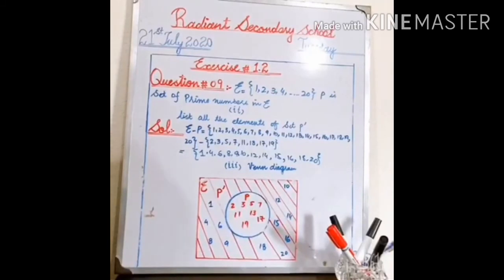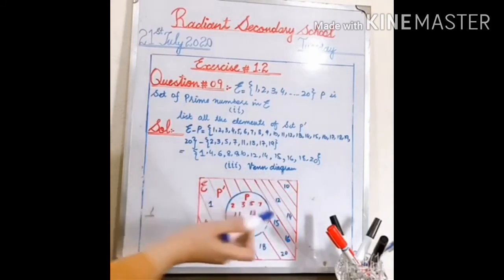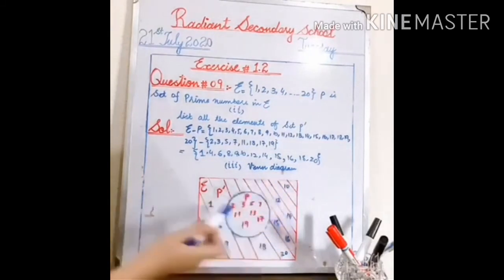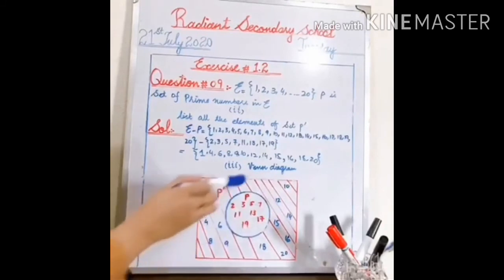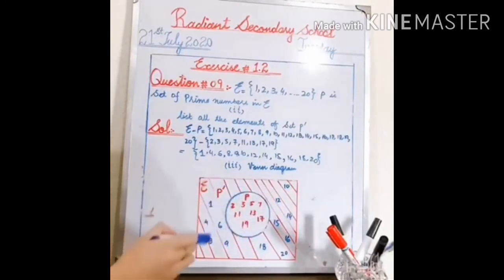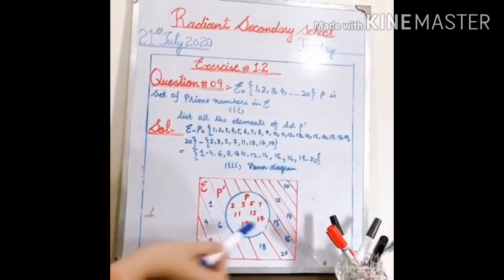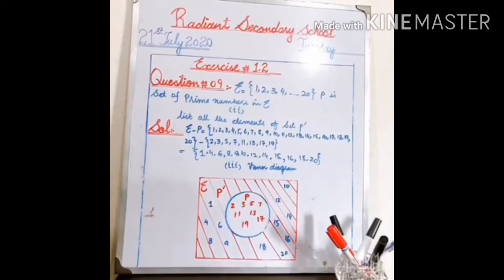Now how will we distinguish that this diagram is for the complement of a set? Means how will you show that this is the answer of P complement? What we will do, we will shade this box, excluding this circle. This shading will tell us that these numbers 1, 4, 6, 8, 9, 10, 12, 14, 15, 16, 18, 20 are our answer of P complement.